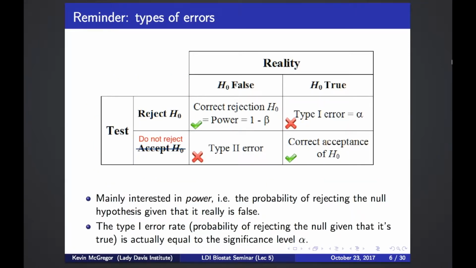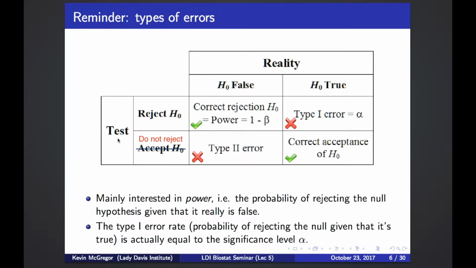Okay, so just a quick reminder. You might remember I showed you this table a few lectures ago. In the columns, we have the truth. We have one column for if the null hypothesis is false, which would mean that there's something interesting to find in our data. And another column for the null hypothesis being true, where there isn't anything interesting to find in our data.